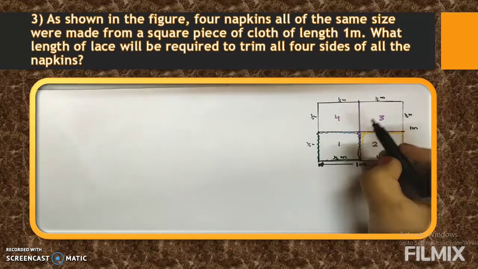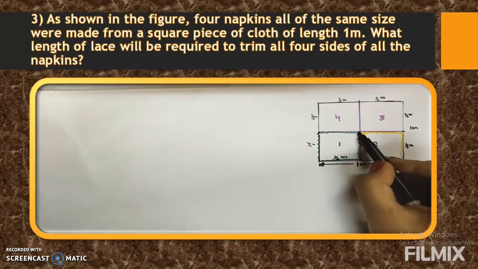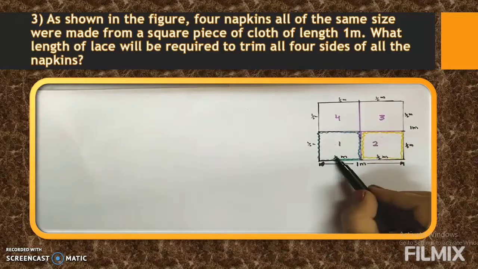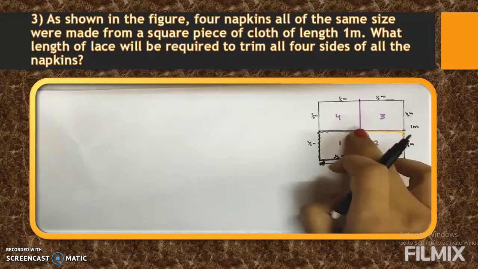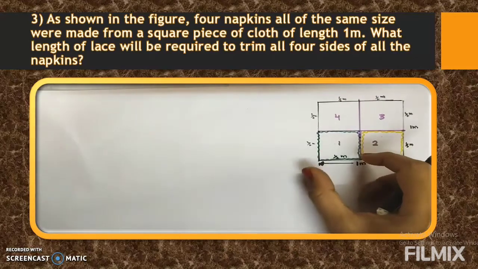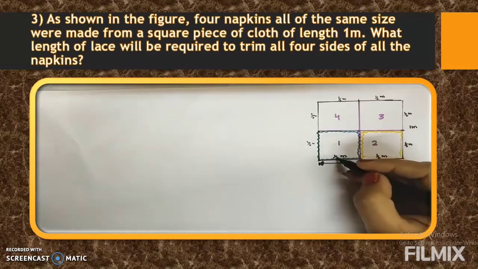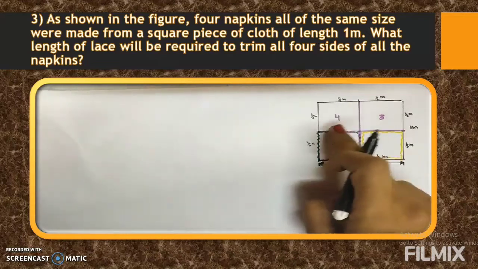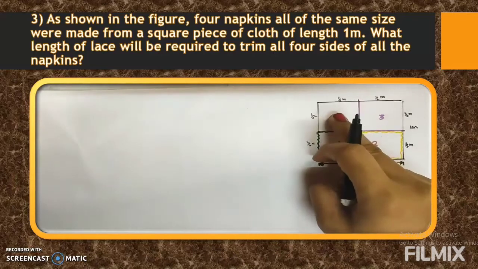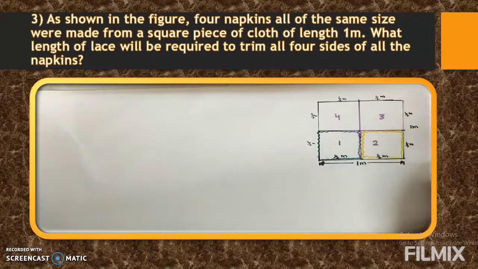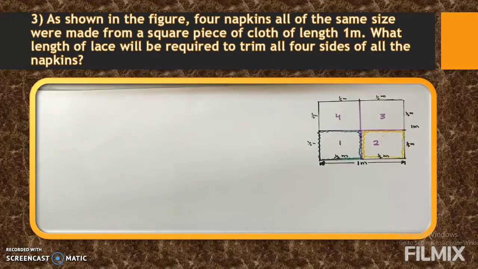If we observe carefully, the side of each napkin will be half meter. So we got the length of one napkin, that is, the length of the side of one napkin is half meter. As we got the length of the side of one napkin, we will find out the perimeter of one napkin. Then all 4 napkins are of the same size, so we will multiply this perimeter's answer by 4. Clear how to do? Now let's begin to solve it properly.